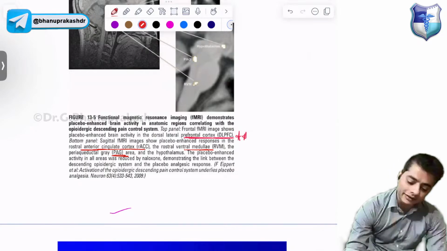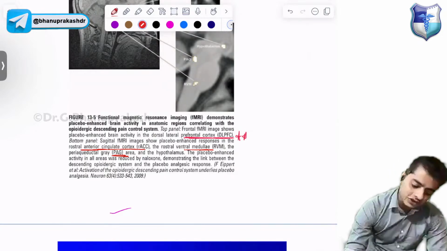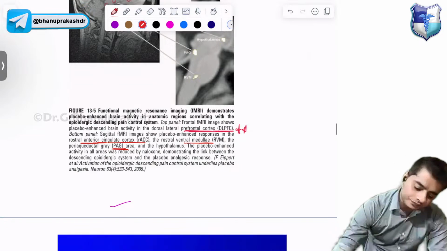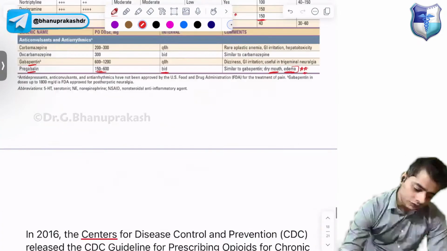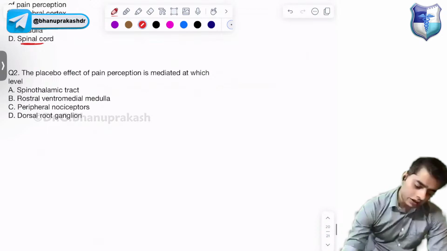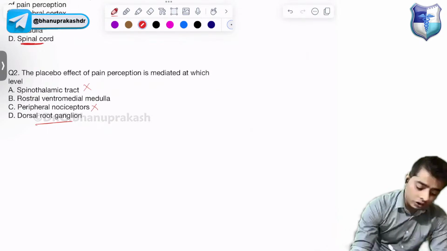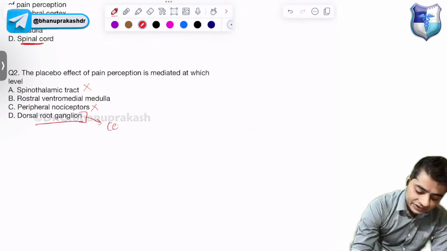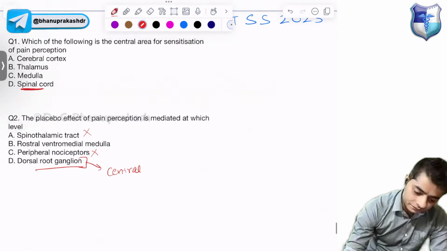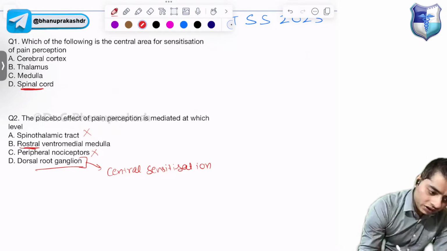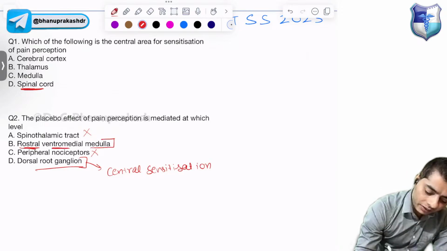One is dorsolateral prefrontal cortex. Second is rostral anterior cingulate cortex. Third is rostral ventromedial medulla. And fourth is periaqueductal gray matter. So, coming to the options, spinothalamic tract, no. Peripheral nociceptors, no. Dorsal root ganglia, it is for central sensitization. So, what option is there? Rostral ventromedial medulla.